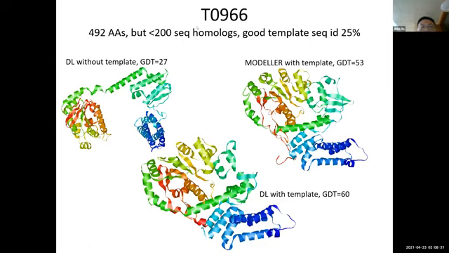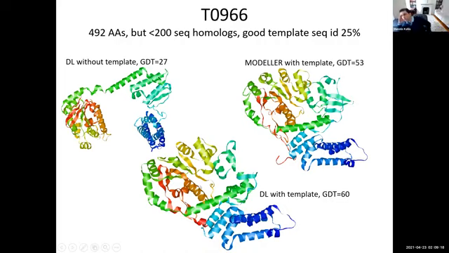Like here, this protein has almost 500 amino acids and fewer than 200 sequence homologs. So it's not a lot of sequence homologs. So if you don't use templates, then by using deep learning, this is the model. So the domains are not well arranged. So each domain is predicted very well, but the orientation, the relative positions, is not correct. Then here is the model with templates. So we only use templates, but not the multiple sequence alignment. Then if we combine them together, then we can get a better model. So combine the templates and the deep learning, then we can improve.